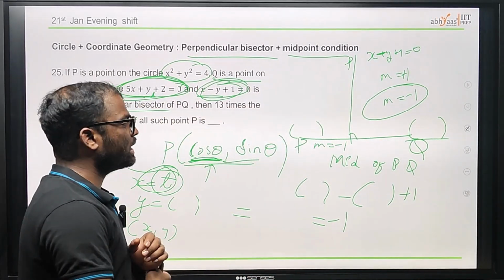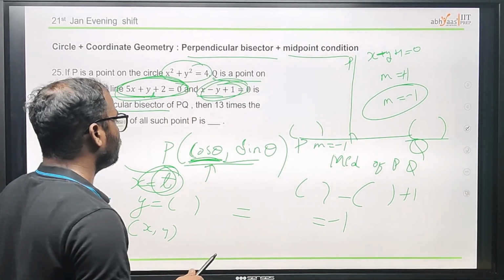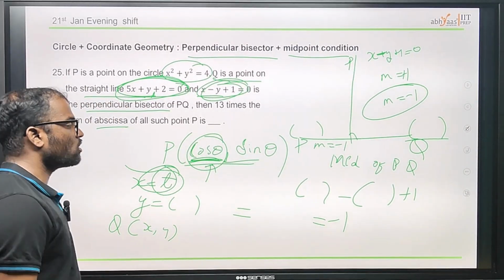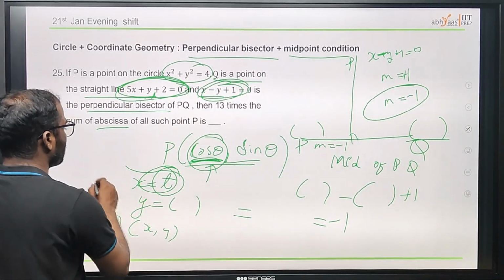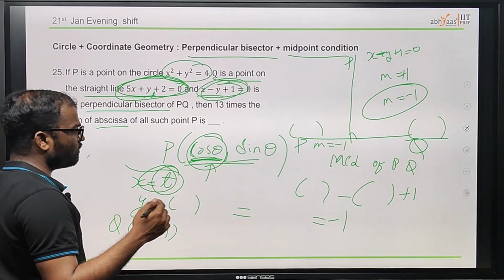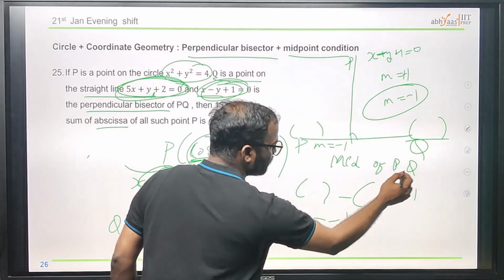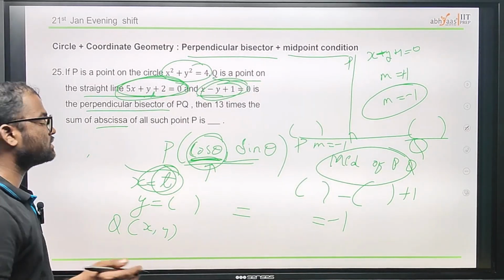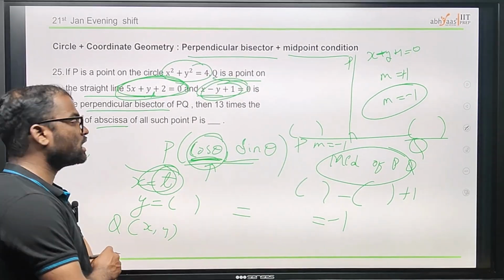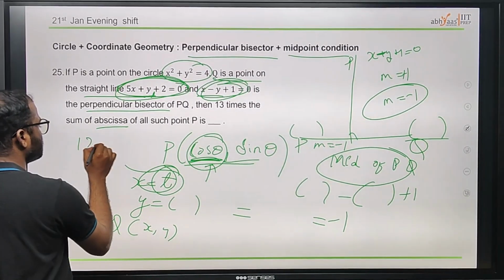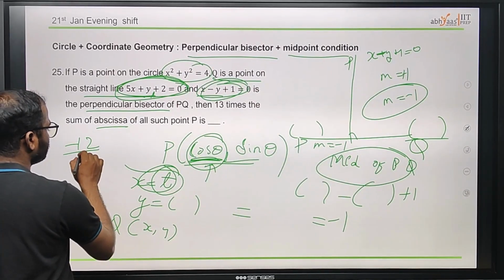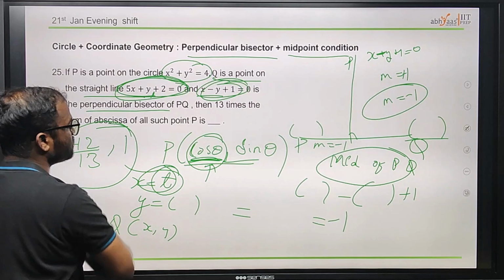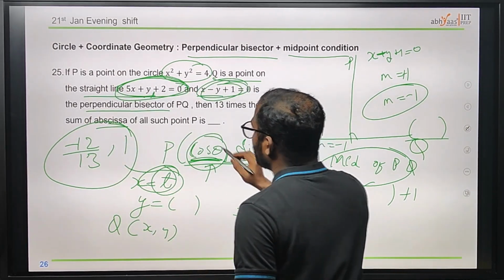We need to eliminate the t value in order to find cos theta. From the slope we will get a quadratic equation. After that we will have minus 12 by 13, comma 1. These are the two points we will get, just for cos theta.